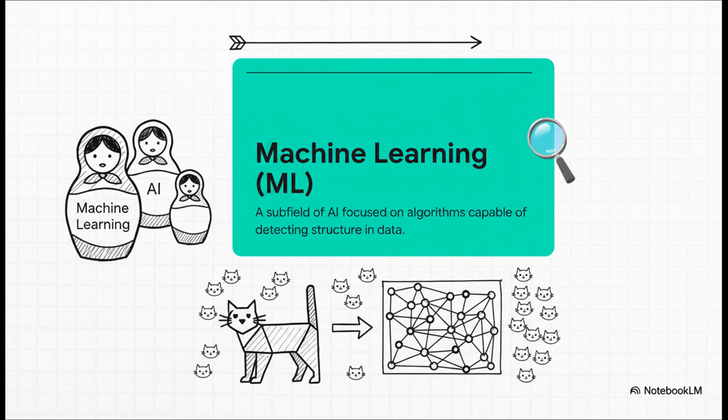Now, it's still a type of AI, for sure, but the method is completely different. Instead of hand-coding rules about what makes a cat, you just show the machine a million pictures of cats, and it learns the patterns of catness all by itself.